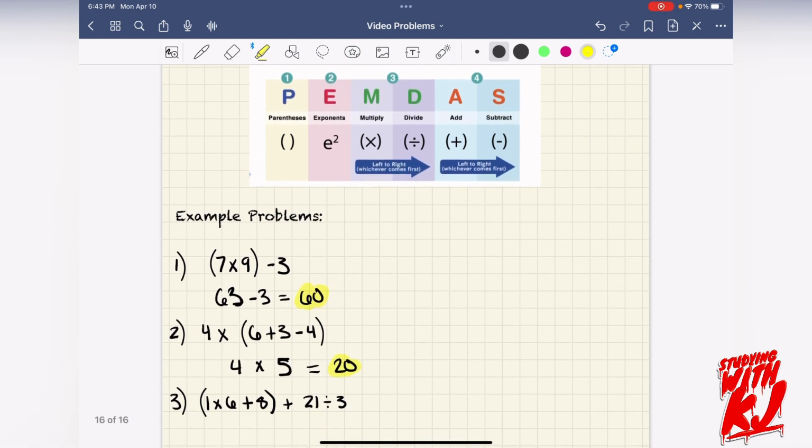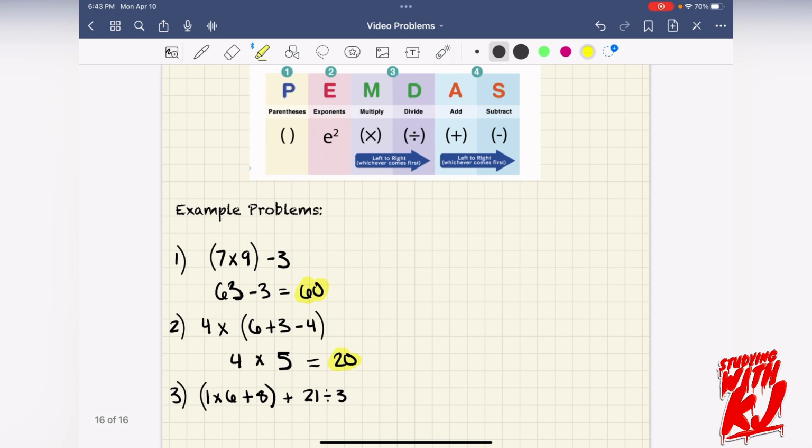We have our parentheses 1 times 6 plus 8, and on the outside of our parentheses we have plus 21 divided by 3. We know we have to solve whatever's in our parentheses first. In our parentheses we have a multiplication operation and an addition operation. When we use the acronym PEMDAS, multiplication comes before addition. So we will do 1 times 6 first. 1 times 6 is what? 6. And then we do 6 plus 8. 6 plus 8 is 14.